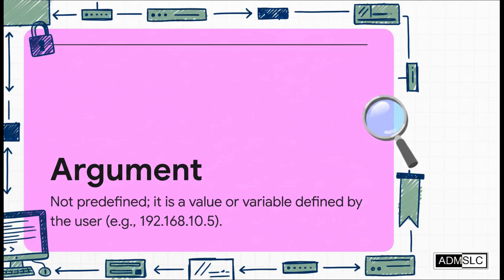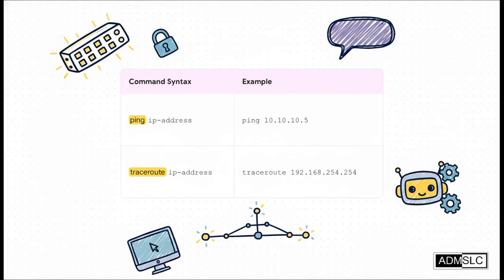An argument, though, is your custom input. It's not a preset choice. It's a value that you, the user, get to provide. This is where you'll type in things like an IP address, a device name, or a password. It's basically the fill-in-the-blank part of the command. And here you can see that whole structure in action. With commands like ping and traceroute, the command itself is the action we want to take. The argument, the IP address, is the value that we supply. So you can think of the command as the what and the argument as the where. It's as simple as that.